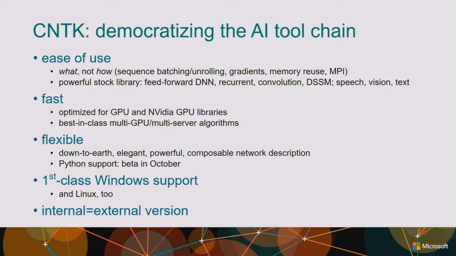It's very flexible, right? It has this down-to-earth, elegant, I think, powerful, composable network description language called BrainScript. But if you kind of feel you don't like that, you can go to Python very soon. And again, it is a first-class citizen on Windows, not only on Linux. And the internal version is equal to the external version. You are up to date with what the Microsoft product groups also use.